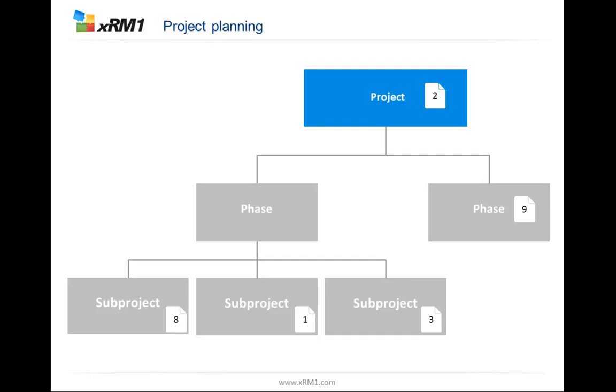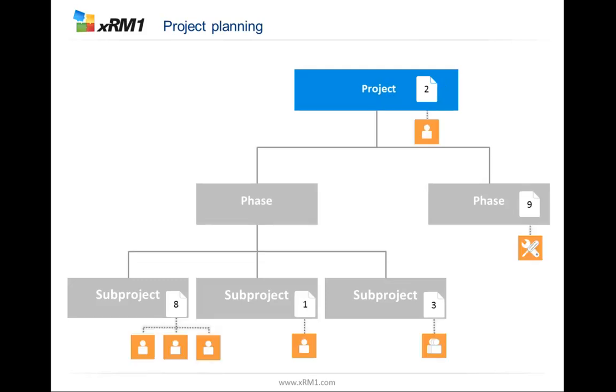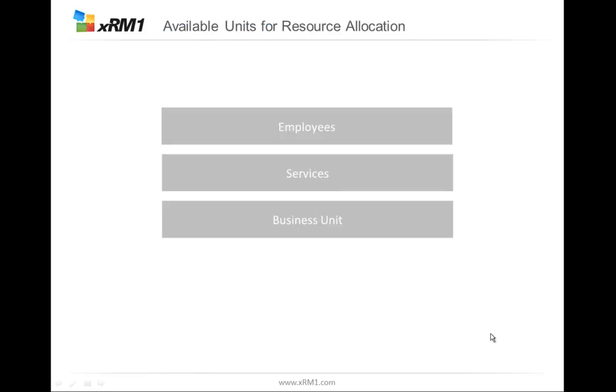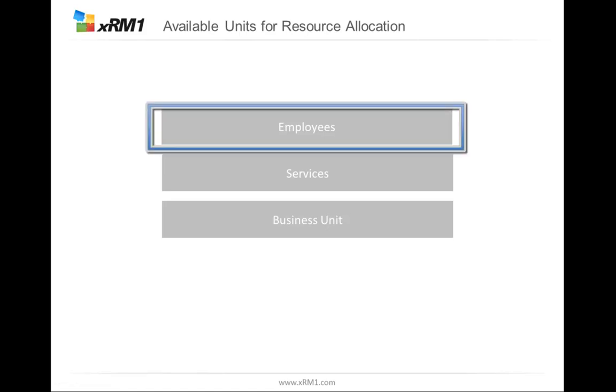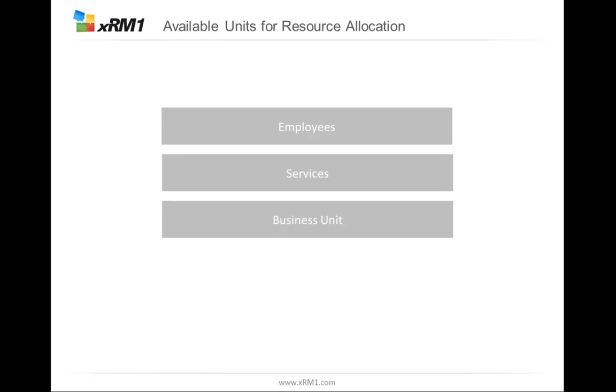This work now needs to be assigned to certain people, either a single person, several people, a group of people like a business unit, or, for example, a service. These are the available units for resource allocation in CRM Project: the employees, services, or business units.